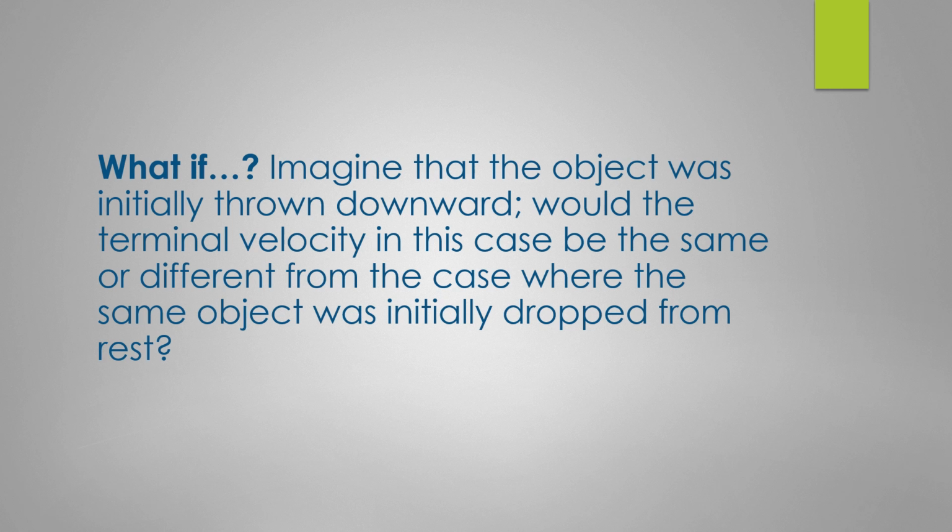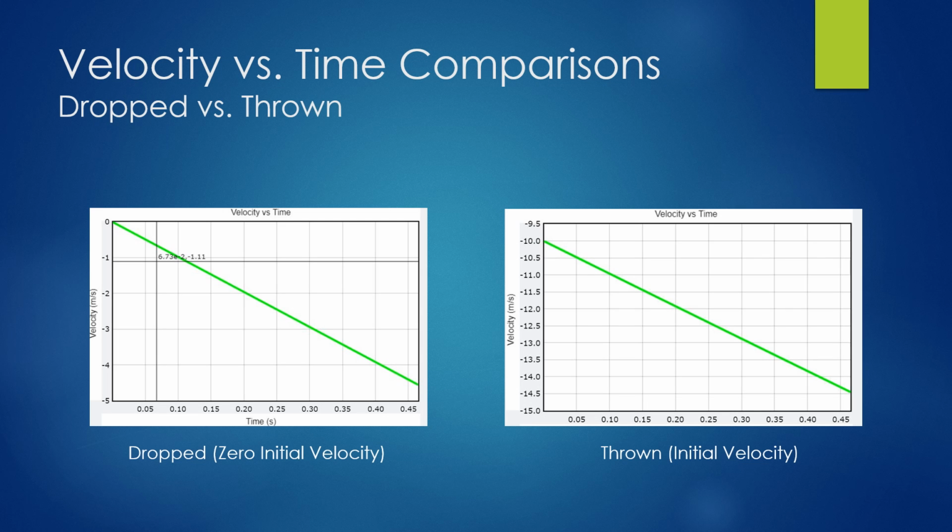Leading into another question, what if? Imagine that the object was initially thrown downward. Would the terminal velocity in this case be the same or different from the case where the same object was initially dropped from rest? Here are the velocity versus time comparisons. The graph on the left shows the original data of the paper ball being dropped from rest. The graph on the right shows altered data having initial velocity set to 10 meters per second.